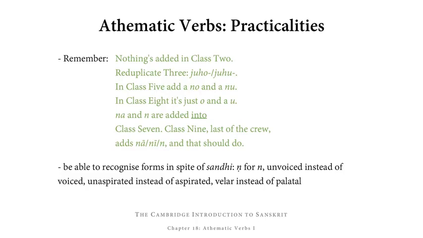Another practical aspect of being able to identify athematic verbs when you see them on the page, in an exercise, in a text, and so on, is to be able to recognize forms in spite of all their internal sandhi. So, be able to recognize retroflex N's for dental N's, retroflex S for dental S, unvoiced instead of voiced sounds, unaspirated sounds instead of their aspirated counterparts, velars instead of palatals, and so on. If you find this a little difficult, then go back to chapter 2, where the system of Sanskrit sounds was first introduced.